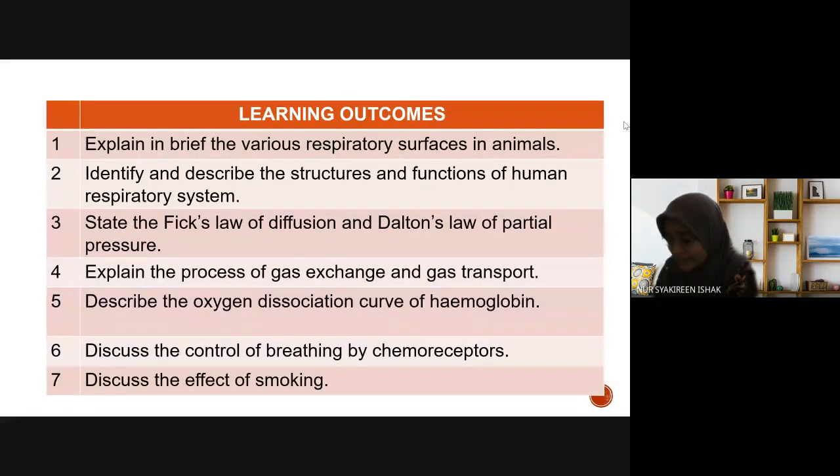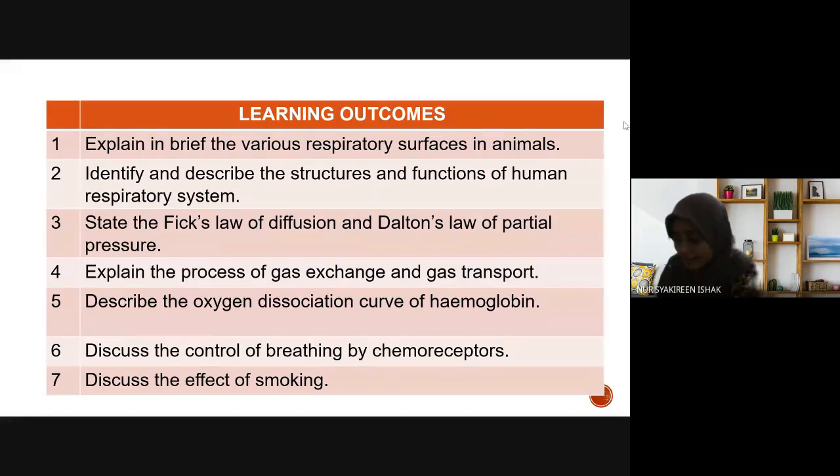And then second, identify and describe the structures and function of the human respiratory system. So here, we are going to look at the lungs and also the alveolus, and how respiration occurs involving the lungs. Number three, state Fick's law of diffusion and also Dalton's law of partial pressure. We are going to look at these two laws that are involved in respiration. Number four, explain the process of gas exchange and gas transport. We are going to look at the factors that influence the rapid exchange of gas involved in respiration.